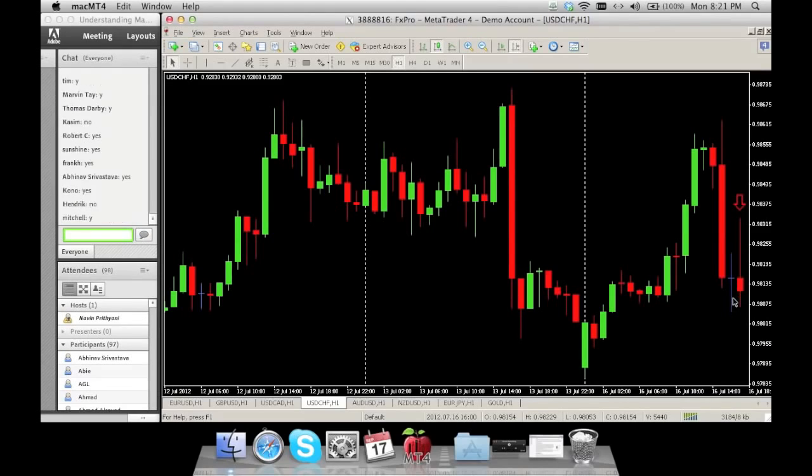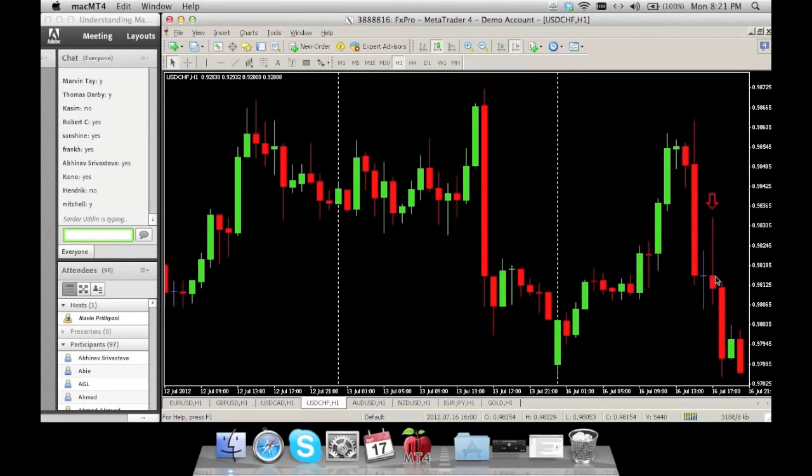Okay, this means when the next candle opens up, no matter what it does, let it retrace and everything, but it's gonna head down. That's what we call a trend continuation pattern.